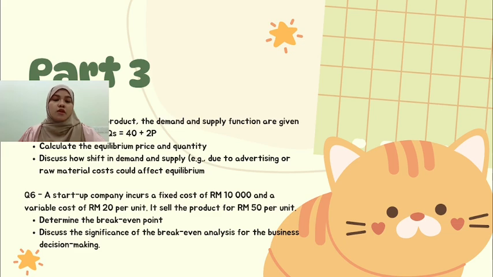First we need to calculate the equilibrium price and quantity. First we need to put a formula, which is QD equals QS, where QD is quantity demanded and QS is quantity supplied. So we need to put the equations in the formula: 120 minus 4P equals 40 plus 2P.